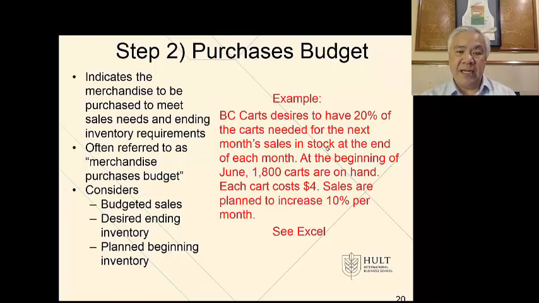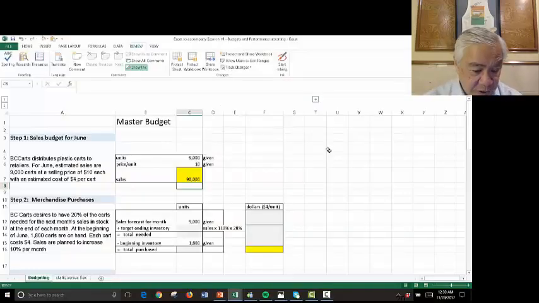At the beginning of June, we had 1,800 carts on hand from May, and each cart costs $4, similar to what we saw before, and sales are expected to increase 10% per month. In the month of June, it'll grow by 10%, and in July, 10%. Step 2, we see merchandise purchases. Here we have the forecast for the month.